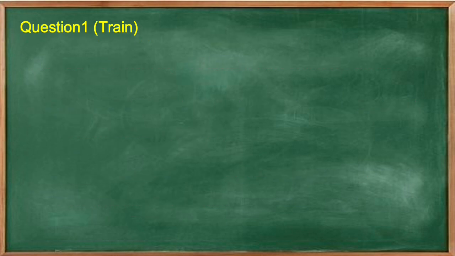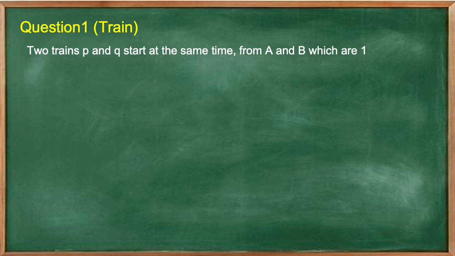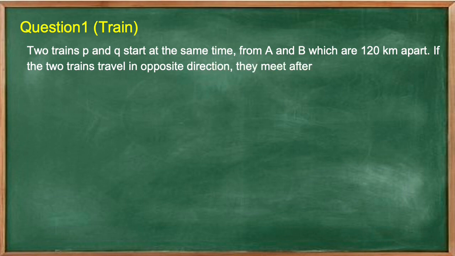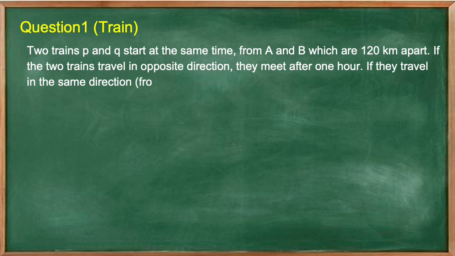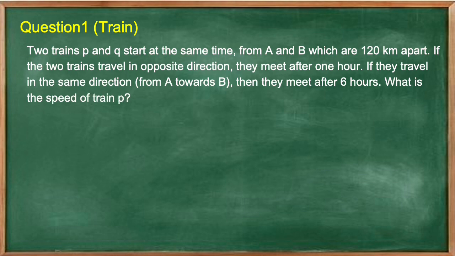Question 1 based on train. Two trains P and Q start at the same time from A and B, which are 120 km apart. If the two trains travel in opposite direction, they meet after 1 hour. If they travel in same direction from A towards B, then they meet after 6 hours. What is the speed of the train P?